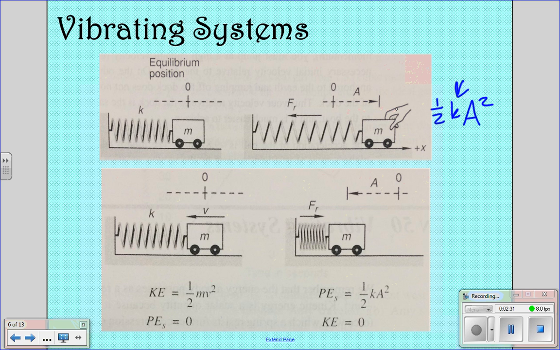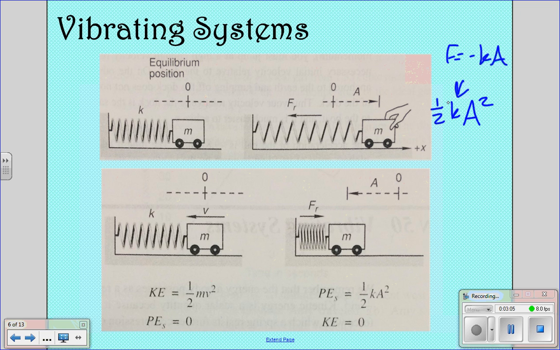The object has been displaced a distance of A in the positive x direction, so the restoring force is going to be negative kA. That's the restoring force. The minus sign tells you that the force acts to the left, in the direction opposite of the displacement, because we're going to have to go back to the left to get to the equilibrium position.